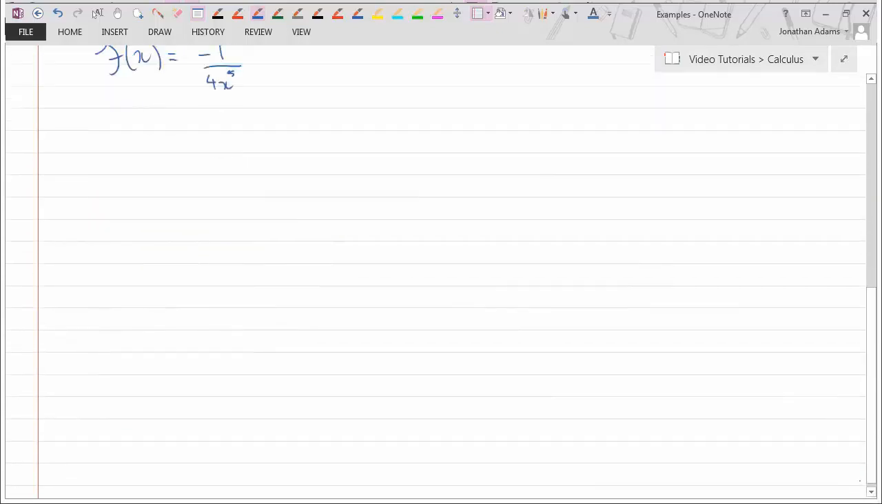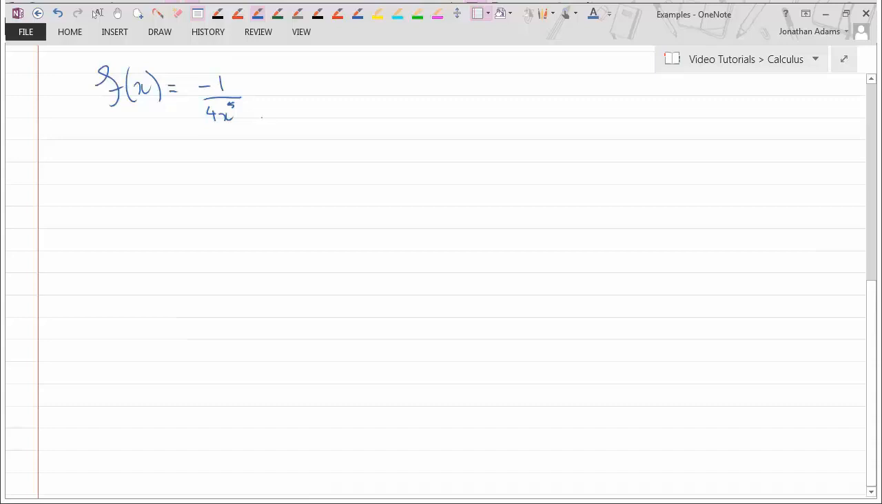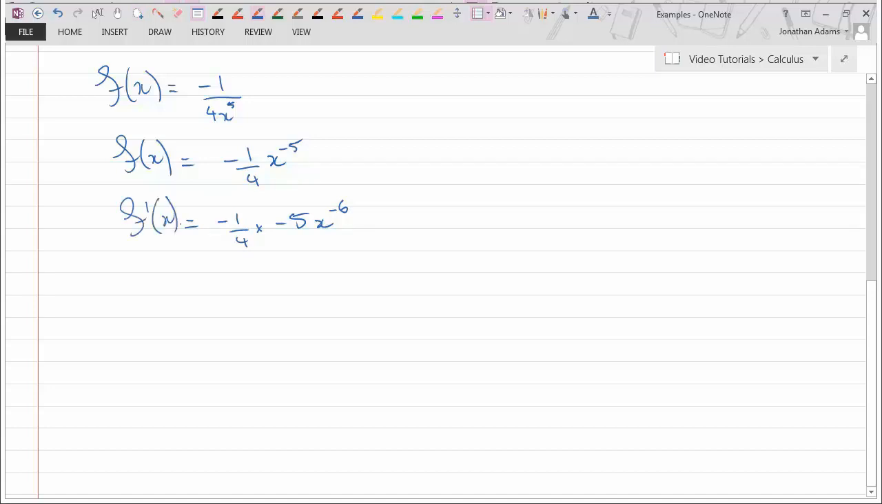Similar example, the next function we looked at was a negative 1 on 4x to the 5. Again, we said before that this can be written as a negative 1/4 x to the power of minus 5, and we're able to differentiate this again by bringing the power down the front. So it's minus 1/4 times negative 5, x to the power of minus 5 minus 1 is minus 6. I've forgotten to put here that this is f dash of x now.